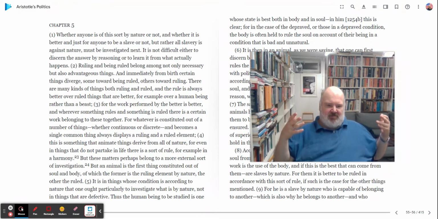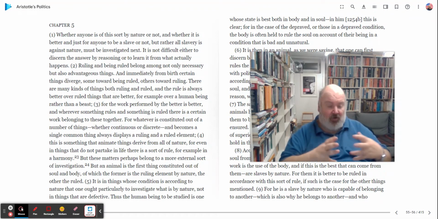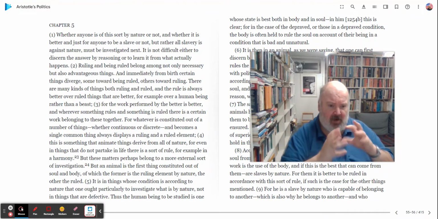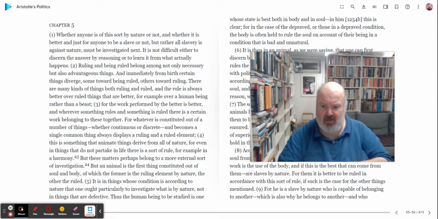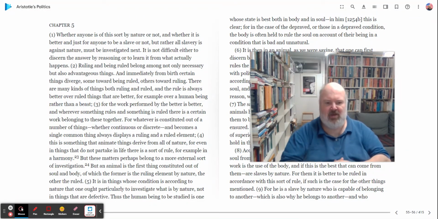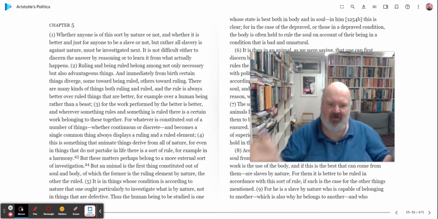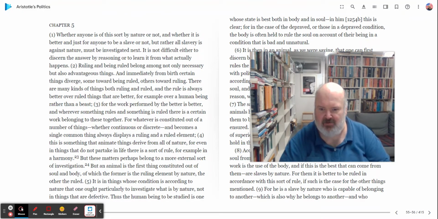Anytime you have, as he says here, something constituted out of a number of things, a composite whole, a creation of a composite whole that becomes a single common whole, they share some common end, a common purpose. Now, he says whether it's continuous, it's going to continue, or it's discrete. It comes in for a purpose, or it comes for one moment and then dissolves after that moment that is accomplished. Right, continuous or discrete.